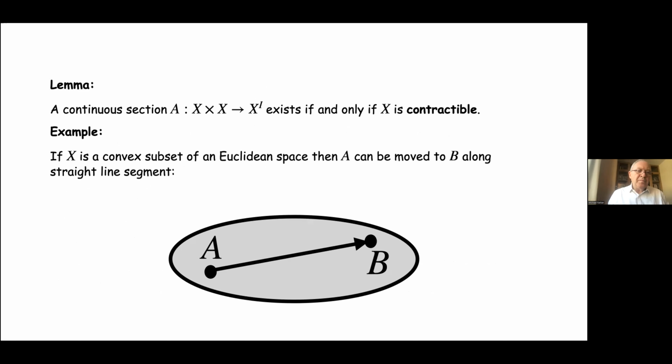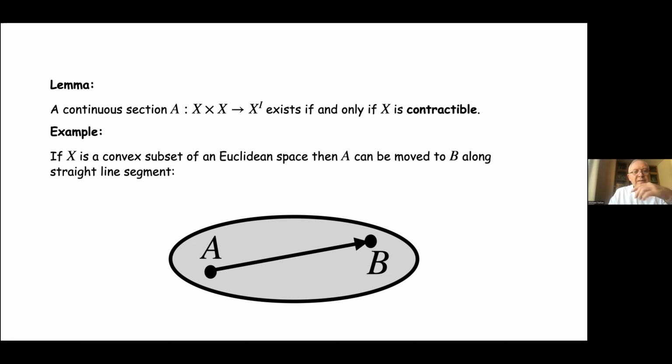And then there is a lemma, which is important in this subject, and it says that a continuous motion planning section A exists if and only if X is contractible. For example, if the configuration space is a convex domain, then we can just go from A to B along a straight line, and this is continuous. This motion planning algorithm is continuous. I just want to emphasize that continuity here means continuity with respect to the initial and final configurations, and not with respect to T. With respect to T, they are continuous anyway.